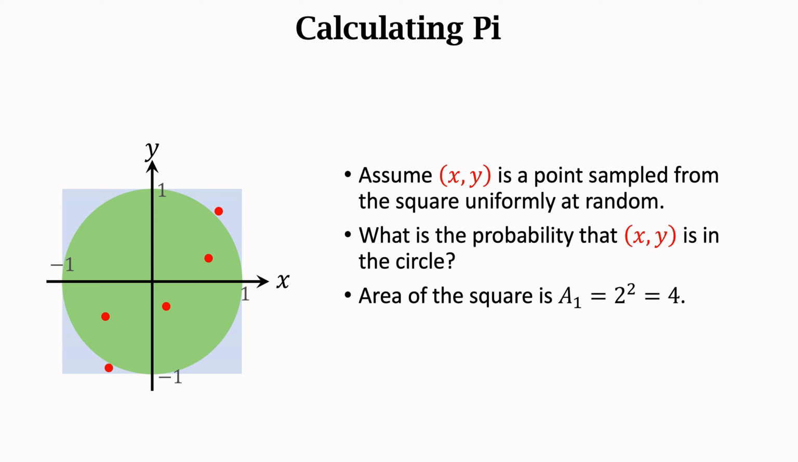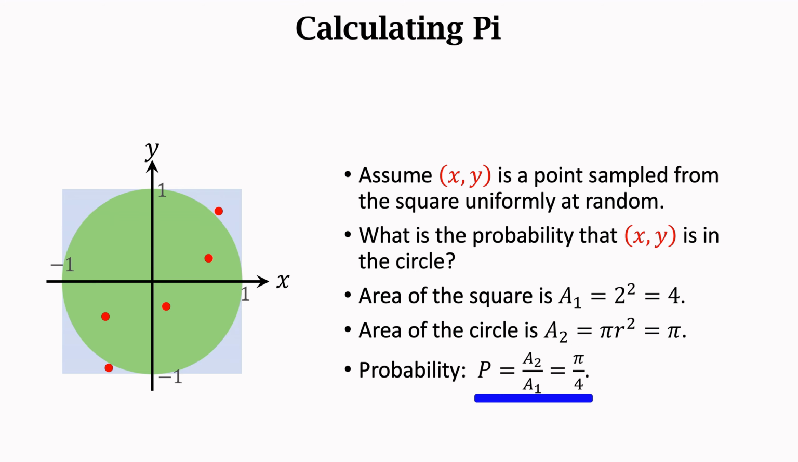The sides of the square have length of 2, so the square has an area of 2 squared, which is equal to 4. The circle has a radius of 1. Its area is pi r squared, which is equal to pi. The ratio of the two areas is pi over 4. Thus, a uniformly sampled point, xy, falls inside the circle with probability p equal to pi over 4.